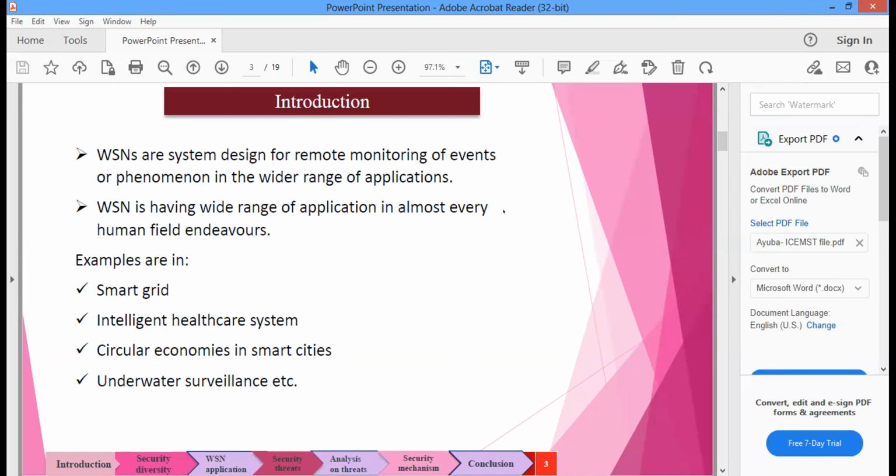So this is the introduction. Wireless sensor network, a system designed for remote monitoring of events or phenomena in a wide range of applications of human endeavors. Examples are the smart grid, intelligent healthcare, circular economy in smart cities, underwater surveillance, and so on.